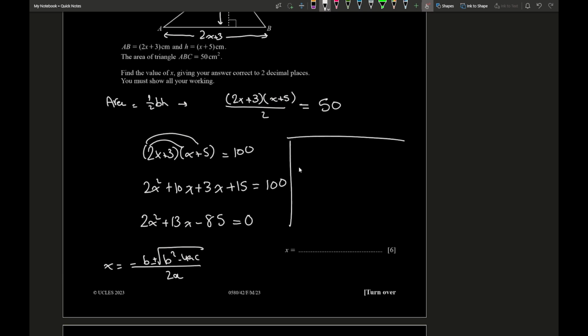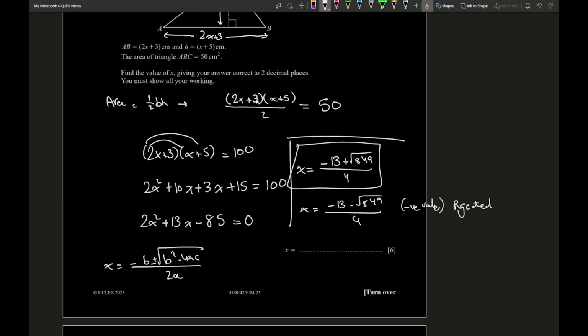Our two solutions will be x equals negative 13 plus the square root of 849 divided by 4, and our second solution is x equals negative 13 minus the square root of 849 divided by 4. Our second solution is a negative value, which is rejected because you cannot have a side length with a negative magnitude. It just doesn't make sense. So this is our value of x, which is equal to 4.03 rounded to 2 decimal places.